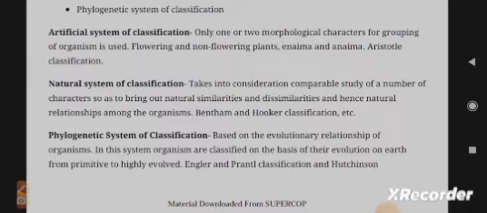Natural system of classification takes into consideration a comparative study of a number of characters so as to bring out natural similarities and dissimilarities, and hence natural relationship among the organisms. Bentham and Hooker classification. It's also known as natural system of classification.